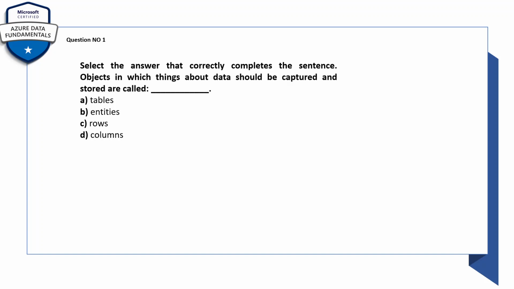Select the answer that correctly completes the sentence. Objects in which things about data should be captured and stored are called: tables, entities, rows, or columns. So the answer is B, entities.